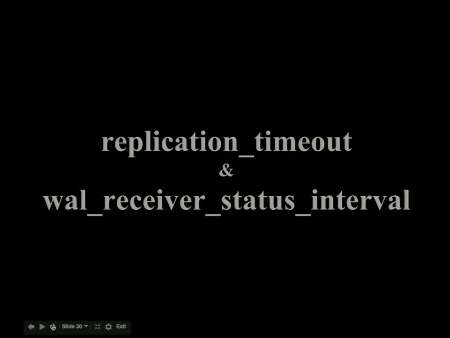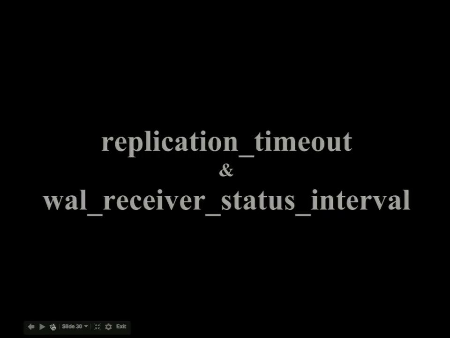Replication timeout and WAL receiver status interval. I'll talk about replication timeout first. This is the amount of time that your master will go without hearing from a slave before it terminates the connection. So if your slave has gone AWOL and your master can't find it, it will not leave that connection open. The default for this is 60 seconds. The interesting thing is WAL receiver status interval. That is the maximum amount of time that your slave will go without reporting back to your master. So every now and then your slave says, "Hi, I'm here," and your master goes, "Good, you're still there. We passed each other on the street, everything's cool."